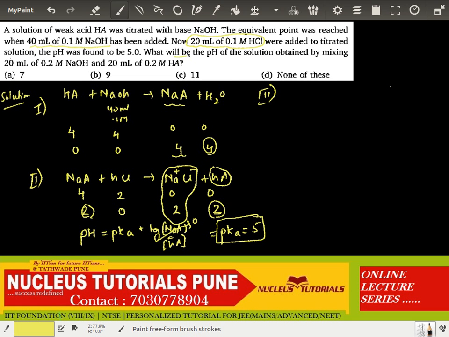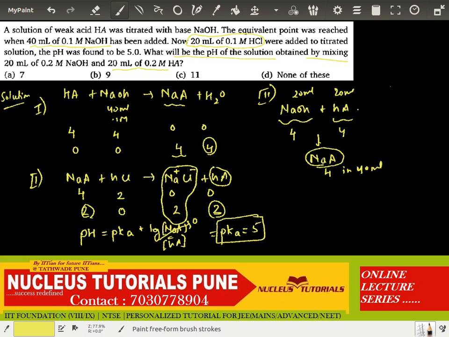Next comes the third and final stage of the question. It says, what will be the pH of the solution obtained by mixing? Now we have a new scenario which is NaOH and HA. How much are we adding? This is 20 ml of 0.2 molar, which means 4 millimoles, and HA added is also 20 ml of 0.2 molar, which means it is again 4. So at the end of the reaction, we will have salt formation, which will be 4 millimoles in 40 ml, because we have 20 ml of this and 20 ml of the acid.